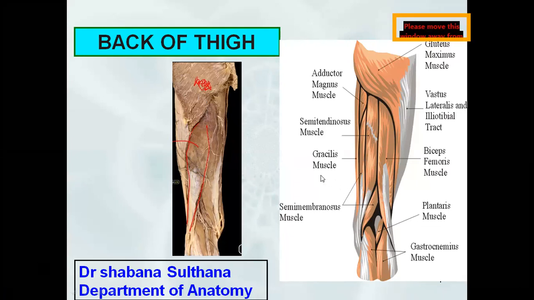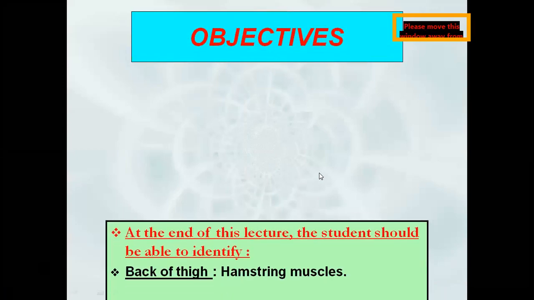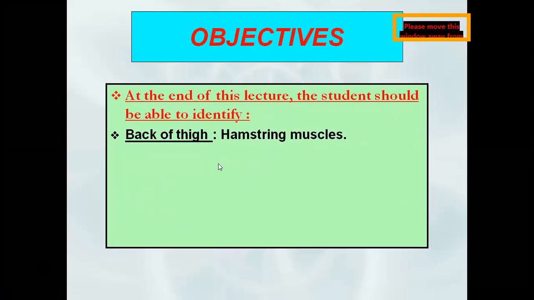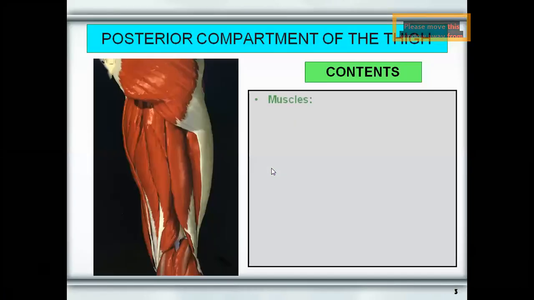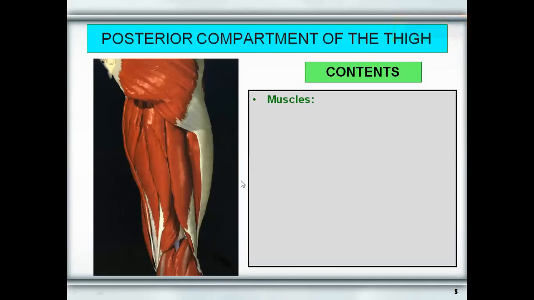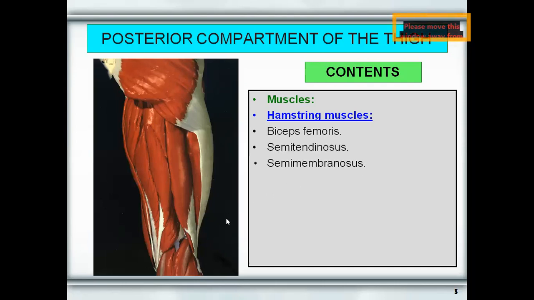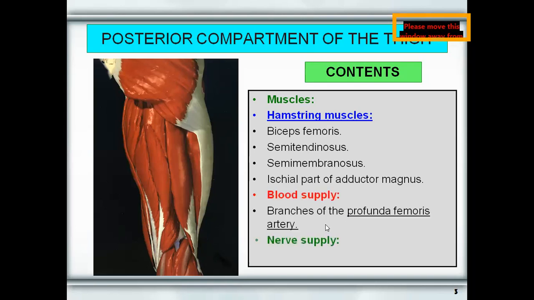muscles. So we will be able to appreciate the hamstring muscles at the end of this lecture, and also we will try to identify them. In the posterior compartment of the thigh, the muscles are the hamstring muscles. First we have the biceps femoris, then the semimembranosus and semitendinosus, then the ischial part of adductor magnus. The blood supply of these comes from the branches of the profunda femoris artery.